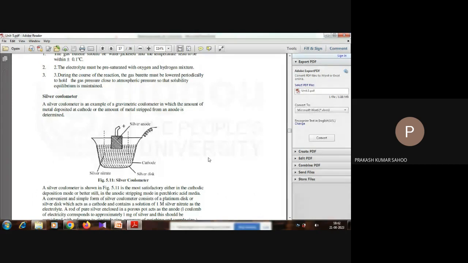Then the silver coulometer. This is a silver coulometer here. Silver nitrate solution is here, and this is the cathode. That is, the silver disc is the cathode, and silver is the anode. Okay, silver nitrate, silver anode, and silver disc is there.